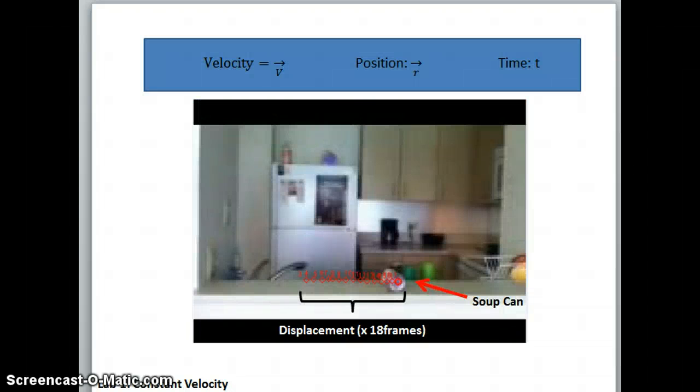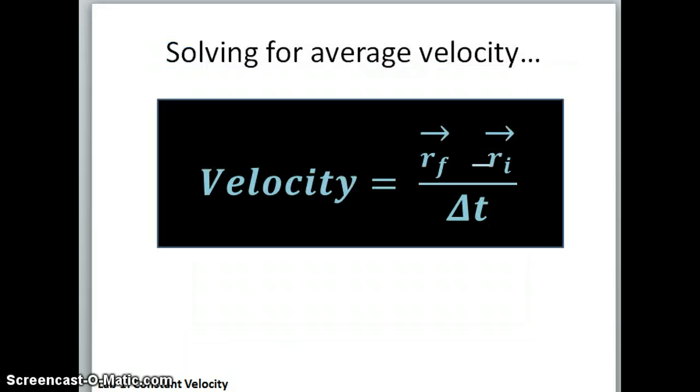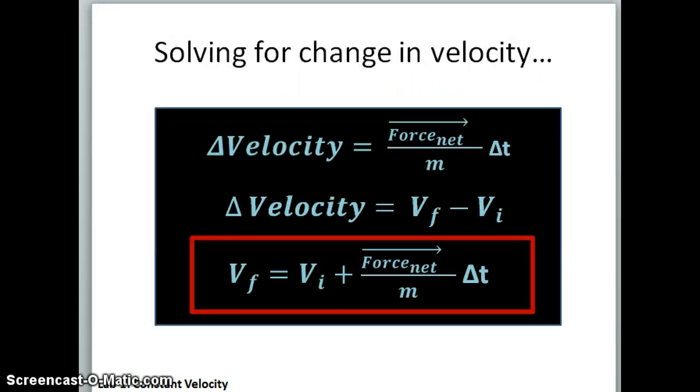From this data, I was able to demonstrate relationships of position, velocity, and net force using Newton's second law of motion. In physics, we can use two formula relationships to predict the displacement of an object and the change in velocity of an object over time. We measure velocity as a change in displacement over time. So for a specific time period, we can predict the velocity of an object if we know its initial and final position. Given the initial velocity of an object, we can also predict the change in velocity over time using Newton's second law.